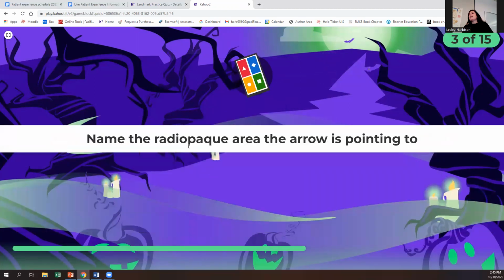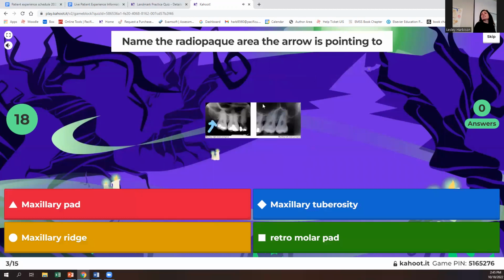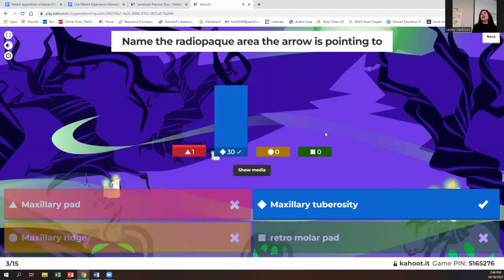Name the radiopaque area that the arrow is pointing to. So now we're looking at this. Good. Maxillary tuberosity.